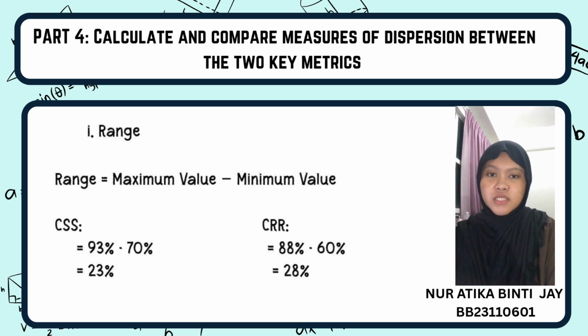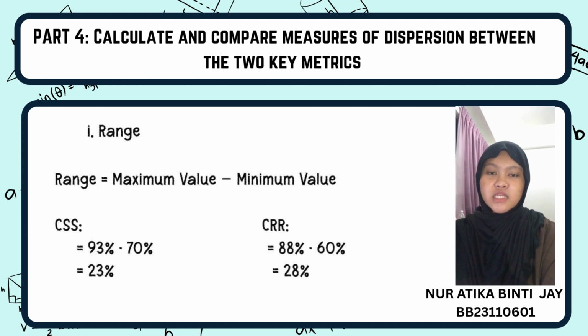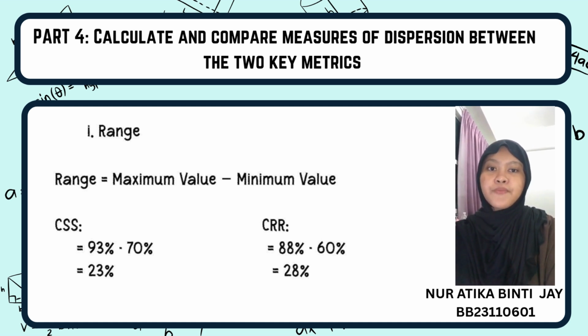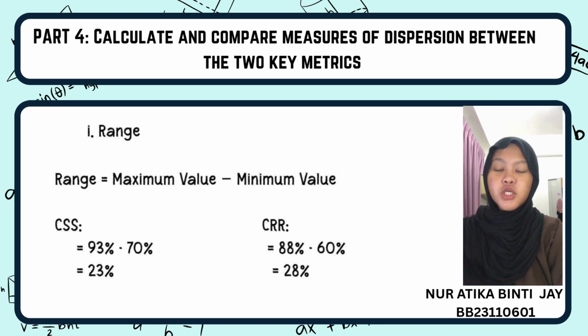For the customer satisfaction score, the maximum value is 93% minus 70%, which is the minimum value of customer satisfaction score. We get the answer of 23%, while for the customer retention rate, the maximum value is 88% minus 60%, which is the minimum value of customer retention rate, and the answer is 28%. Based on this answer, customer satisfaction score has a higher score and lower variability, and customer retention rate has a lower average and higher variability.